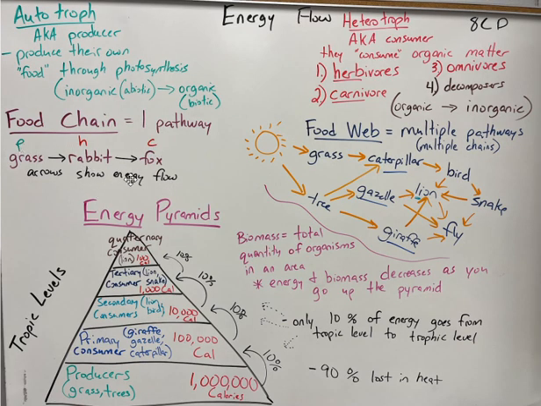If it said grass, rabbit, bear, then the bear would be a carnivore. Even though we know in real life that bears may get some energy from plants, and so it would actually be an omnivore. But with a food chain, we're going to show just one thing passing its energy on to the next in a single line.